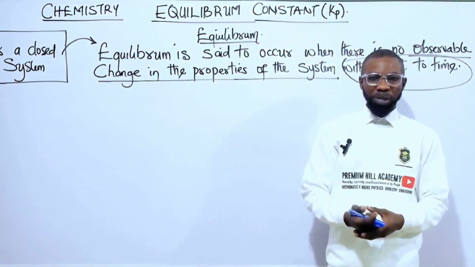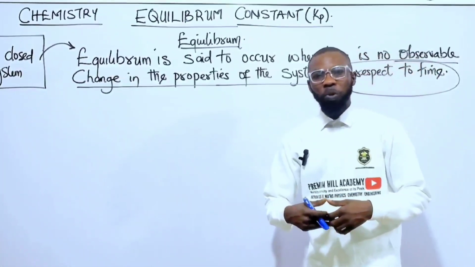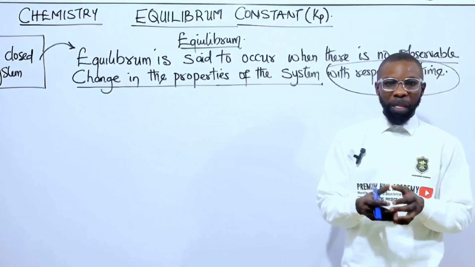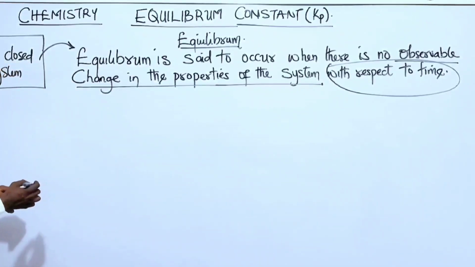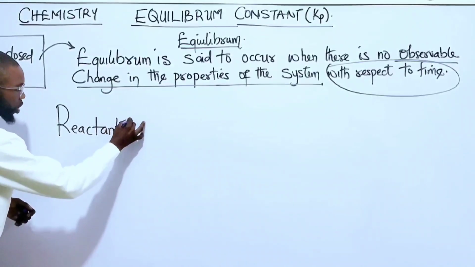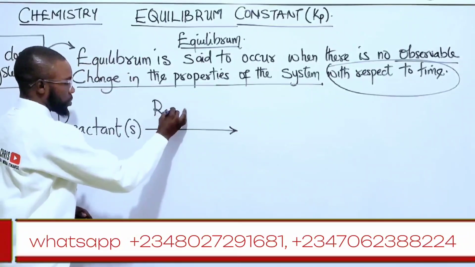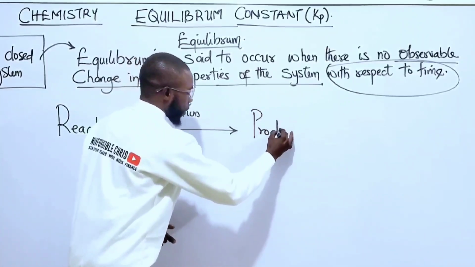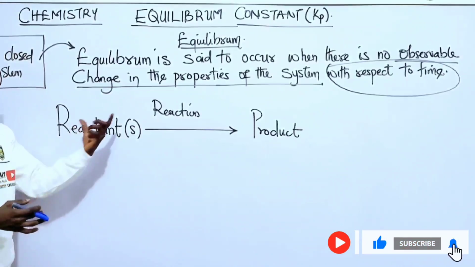Let's look at what the word equilibrium means. I wrote here, for a closed system, equilibrium is said to occur where there is no observable change in the property of the system with respect to time. I will explain. For a typical chemical reaction, which is denoted by a chemical equation, a reactant, or several reactants, undergo a reaction to form a product. This is what we have for a typical chemical equation, or a typical chemical reaction.